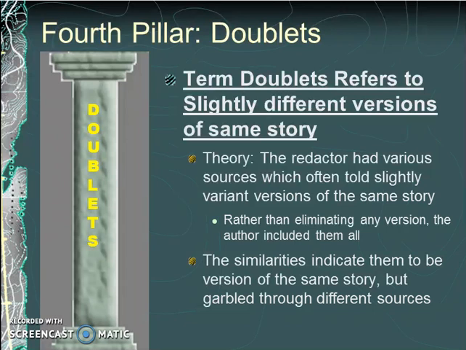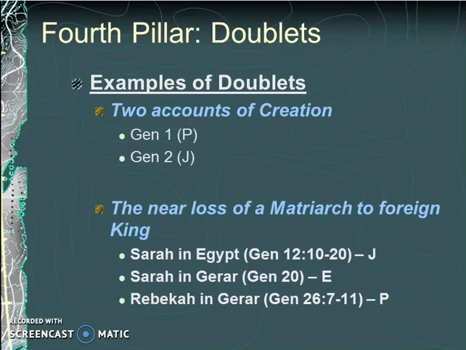But the similarities would indicate that they are the same story, though it's like a story told at a party where maybe you tell the person next to you a short story and they tell the person next to them. By the time it goes around the room, it gets garbled. So there's similarities that show they're basically the same story, but they get garbled over time. Examples of this, one would be two accounts of creation, but the better example would be the three places where you nearly lose a matriarch to a foreign king.